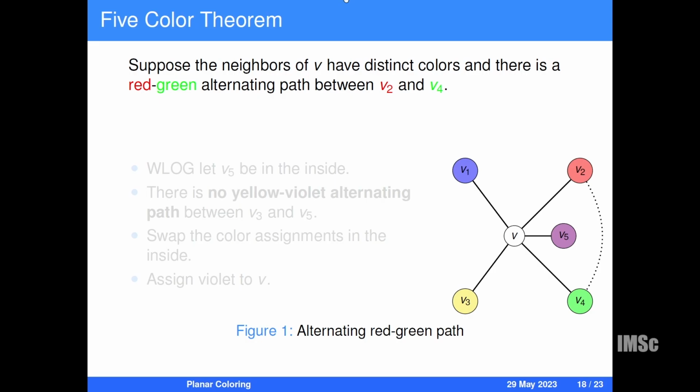So recall that this is a planar graph and there is a red-green alternating path between V2 and V4. Now the question is, take this intermediate internal vertex V5. Does there exist a violet-yellow alternating path between V5 and V3? There cannot be, right? Why?